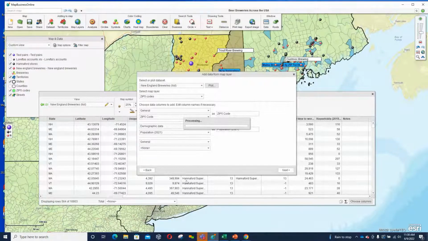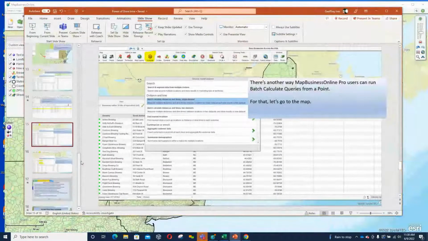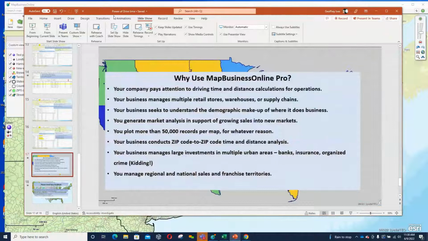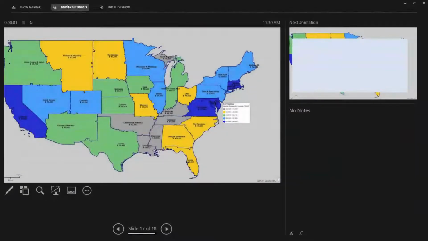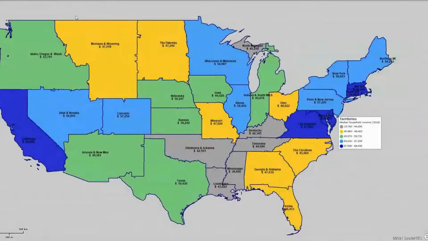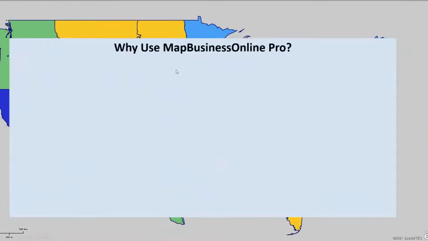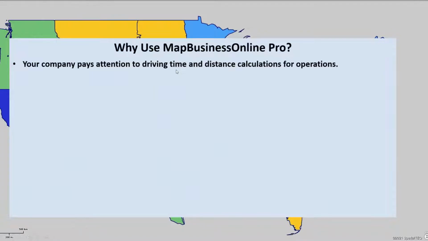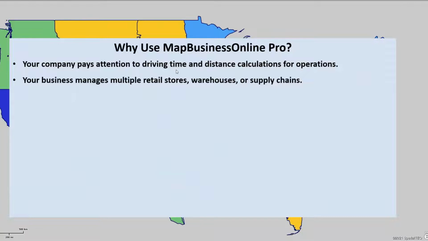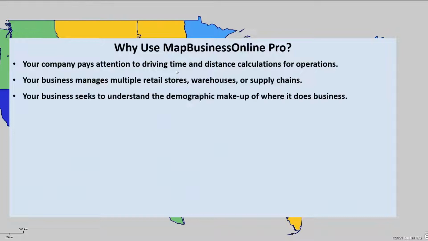Now, I'm going to go back to my PowerPoint slide, go all the way to the end here. And we want to just talk about why companies use drive time analysis in MapBusinessOnline Pro. So again, if your company pays attention to driving time and distance calculations for operations, they can benefit from MapBusinessOnline Pro. If your business manages multiple retail stores, warehouses, or supply chains, they can take advantage of MapBusinessOnline Pro.